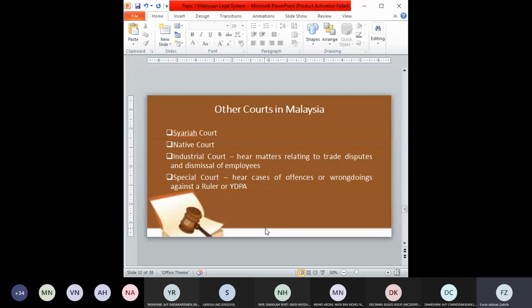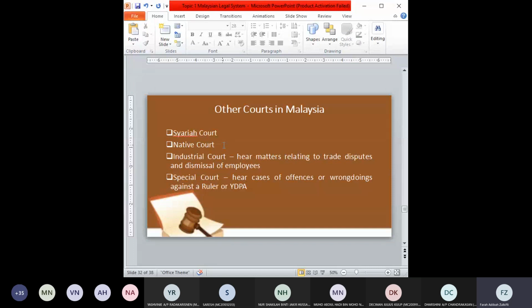Okay, so other courts in Malaysia, we also have Syariah Court and Native Court. Native Court is for Sabah and Sarawak. And we also have Industrial Court. So if the case is involving employer and employee relationship, someone is terminated or someone is fired, or you work for your company but you are not paid OT. Yeah, I'm not sure if you have heard that case.